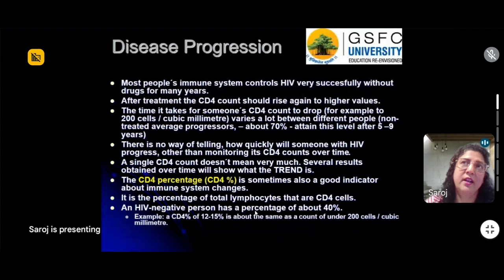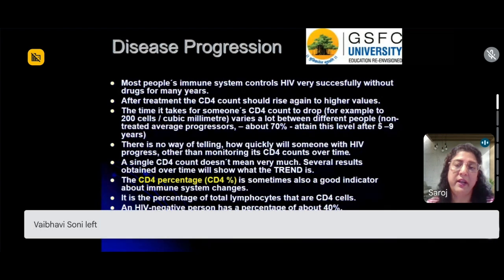But here is something very peculiar about HIV infection. HIV infection is very individualistic. There are many people who, even without drugs, are able to control their HIV very well.